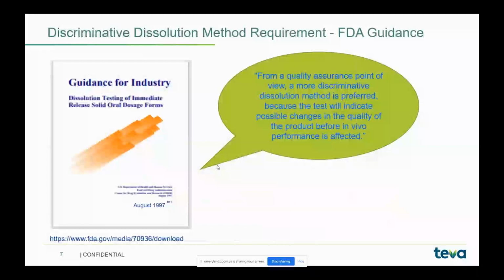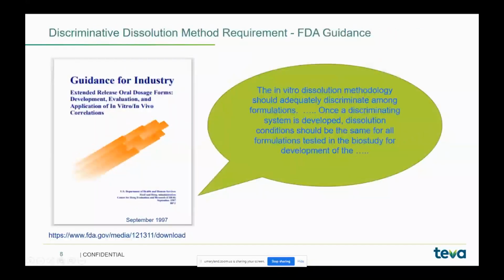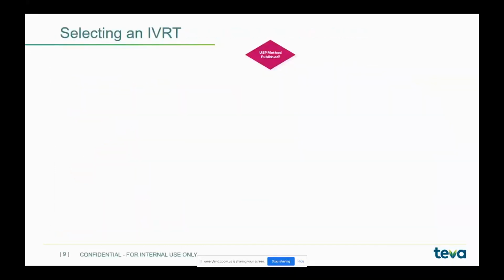Although for the complex products, there's not an awful lot out there in the way of guidance. The guidance for oral dosage forms and extended release serves a purpose to help direct us the right way anyway. You can see a little snippet from that: a discriminative dissolution method is preferred because it's indicative of possible changes in quality. For extended release, again, once a discriminating system is developed, test conditions should be the same for all the formulations tested for the bio study, to make sure you have that equivalence and understanding of the product that you're working with.